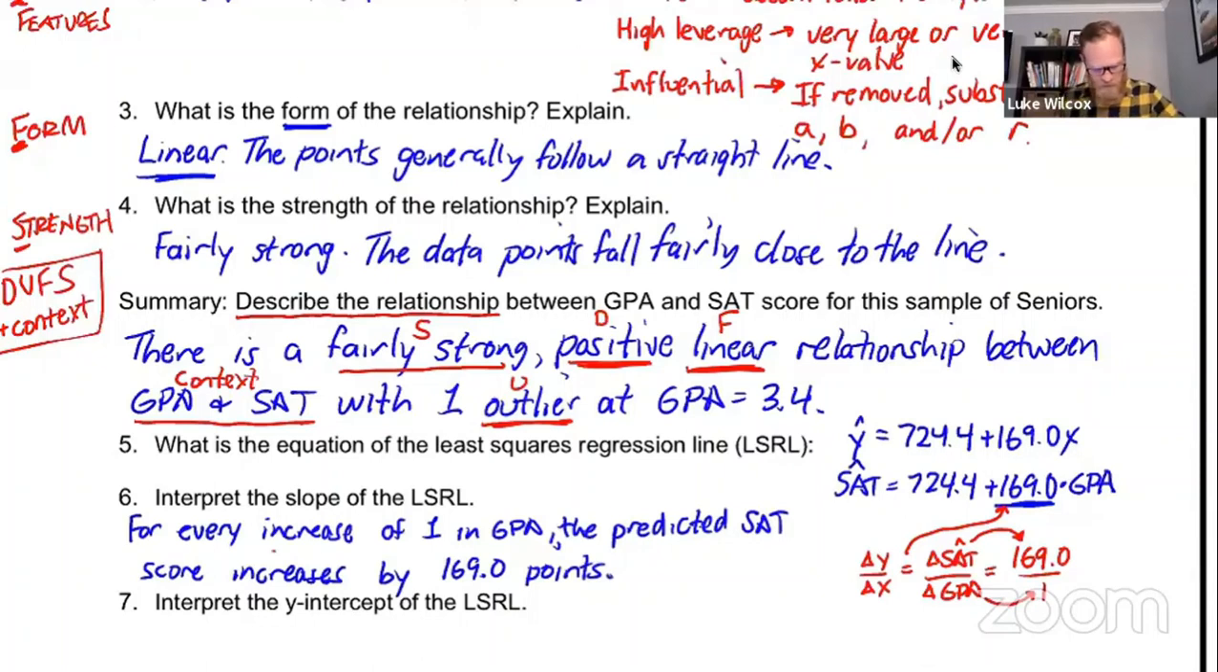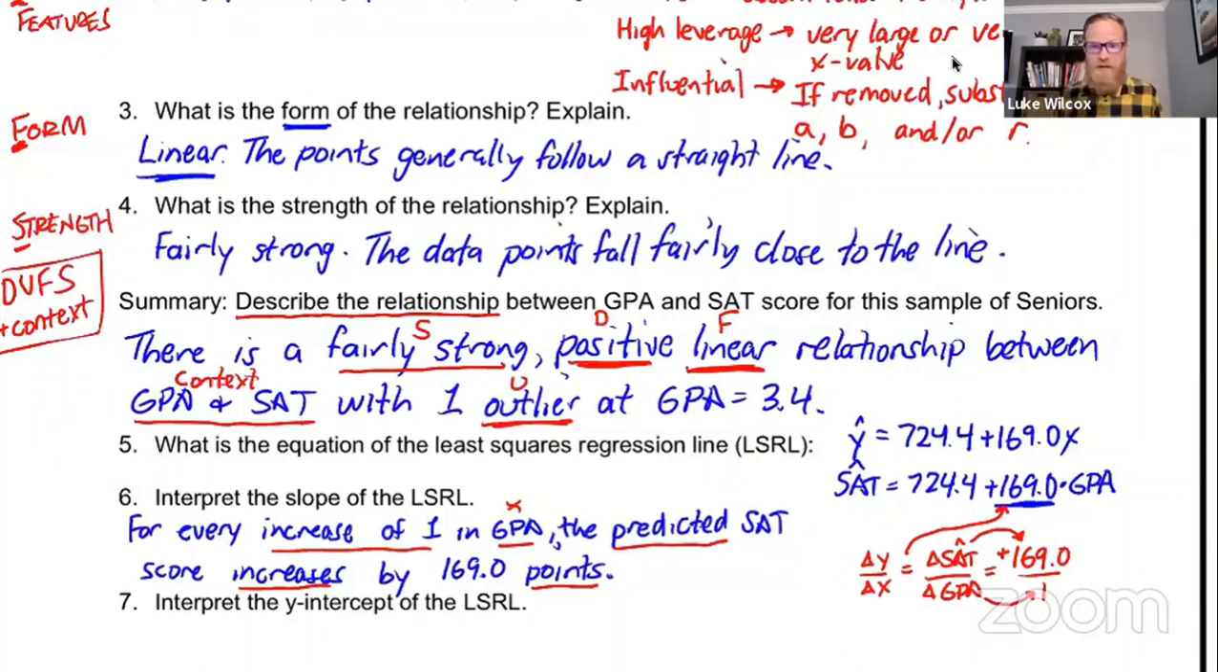We're talking about an increase of 1 in X, which in this case is GPA, but we've included context. Very important here that you say predicted or estimated SAT score. And then look, we've used this word increases. And the reason why it increases is because this 169.0 is a positive value. If that had been a negative value, then we would say decreases. And then we've also tried to include our proper units here. So that looks like a pretty darn good interpretation of the slope.